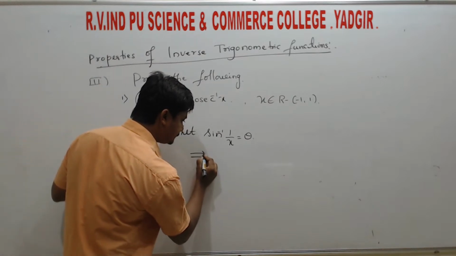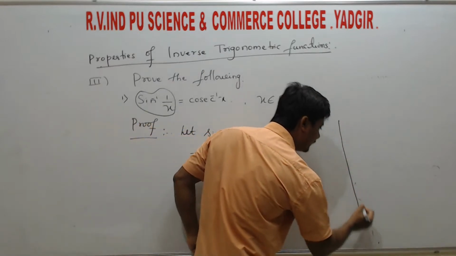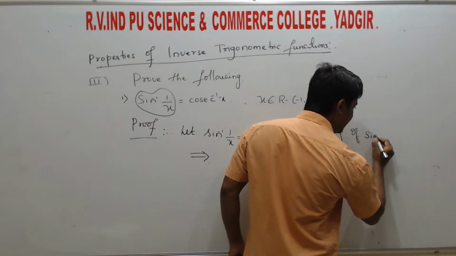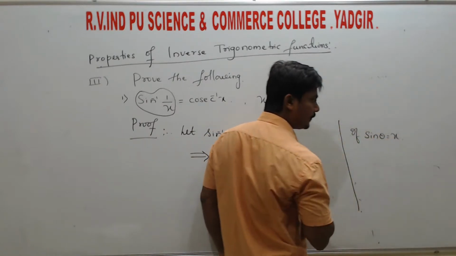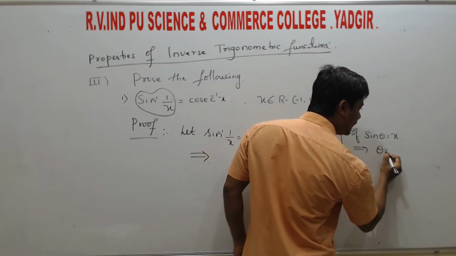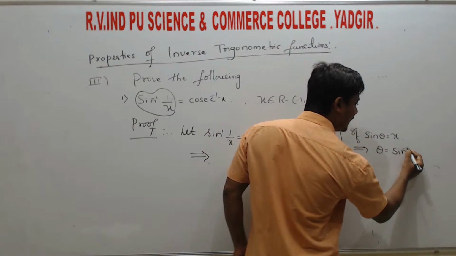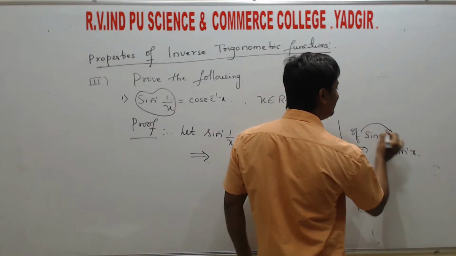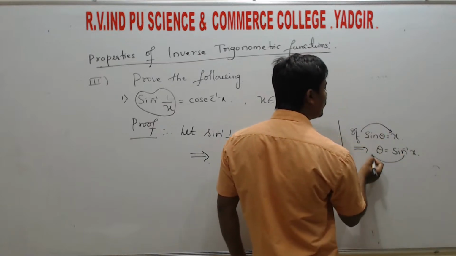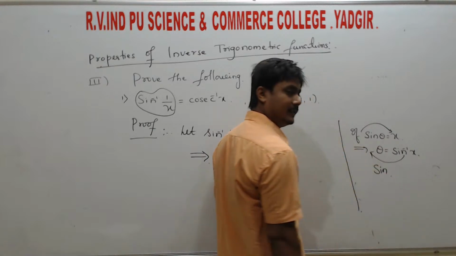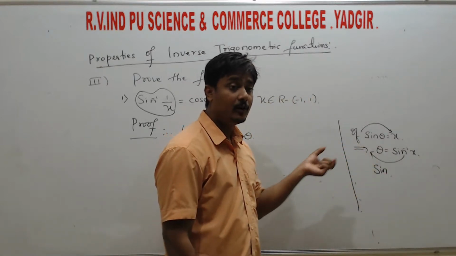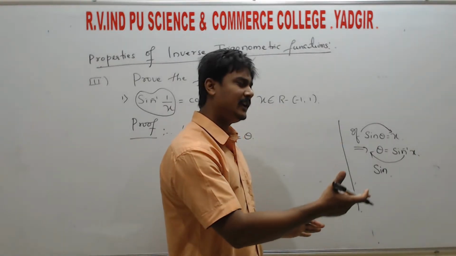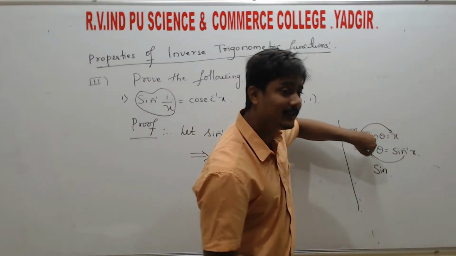This implies, if you recall the definition of the inverse sine function, if sine theta is equal to x, then theta is equal to sine inverse x. How do we remember it? If sine moves to the right side, it becomes sine inverse. If sine inverse moves to the left side, it becomes sine. Actually, sine will not move. This is according to the definition. But to remember, we can remember like this: sine goes here, sine inverse comes here.